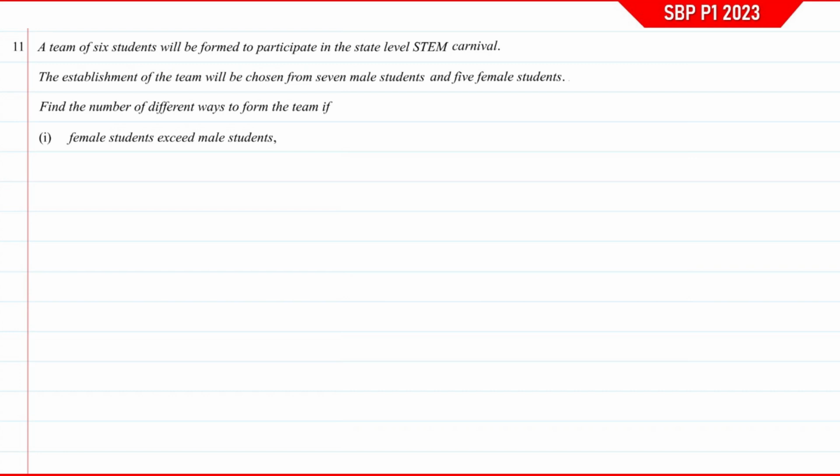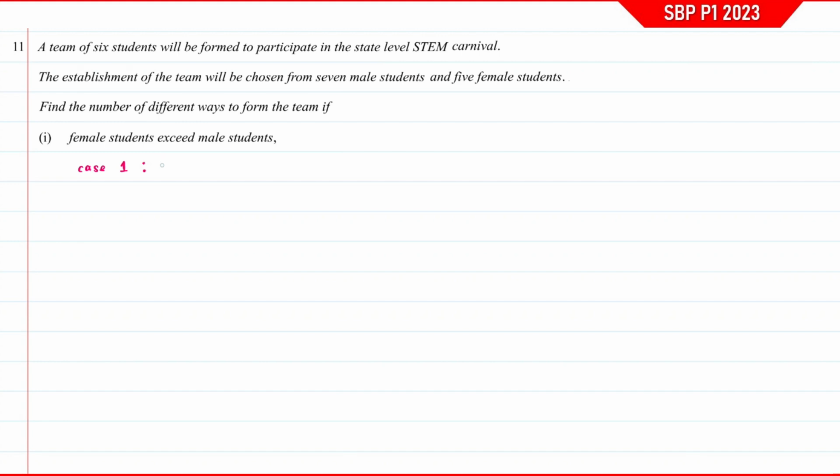Question 11. A team of 6 students will be formed to participate in the state level STEM carnival. The team will be chosen from 7 male students and 5 female students. Find the number of different ways to form the team if number 1, female students exceed male students. For the number of female students to exceed the male students in a team of 6, the female students should be more than 3.